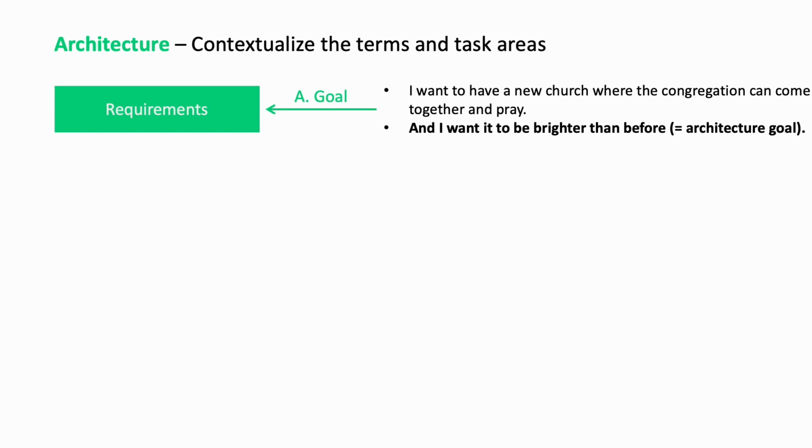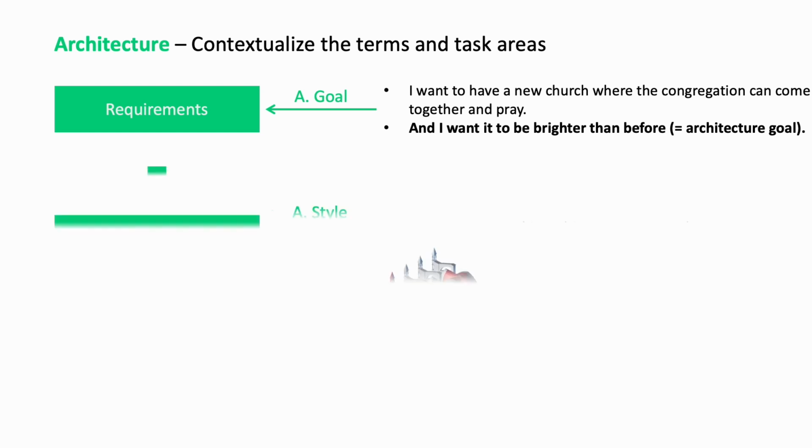A requirement such as, "I would like to have a new church in which the congregation can come together and pray," is more functional. That is, it relates to the core function of the new building, namely, coming together and being able to pray. Rather non-functional is the second requirement, which is added: "and I want it to be brighter than before." In this example, that is our architectural goal, and the example is meant to illustrate that architectural goals or architectural requirements are often more non-functional requirements. When we talk about the architecture of software solutions in the next video, this will become even clearer.